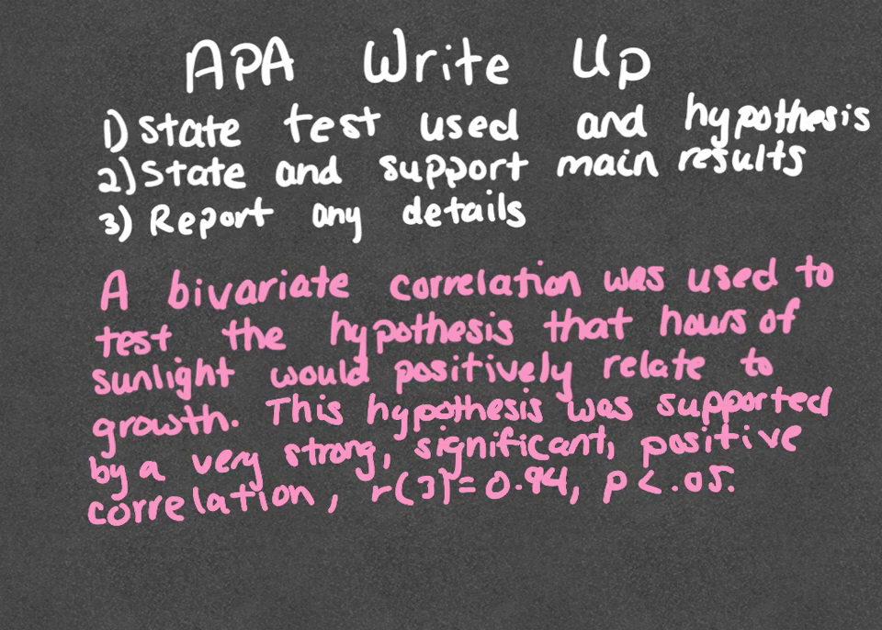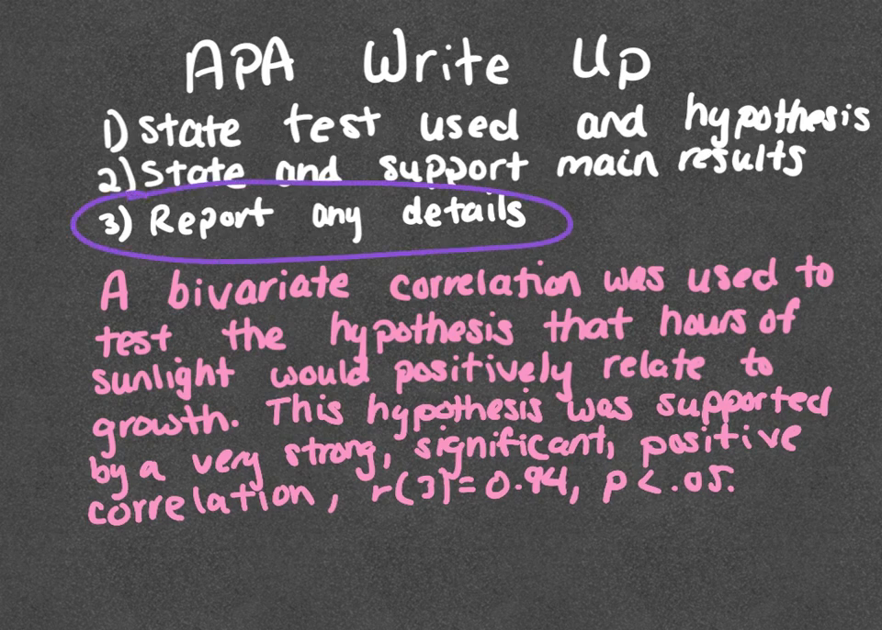There's a couple of ways I could write this sentence, one of which is, this hypothesis was supported by a very strong, significant, positive correlation, r(3) = 0.94, p < 0.05. I could have also said there was a significant, very strong positive correlation between sunlight and growth, and given the results. Or I could have said this was supported by a strong positive relationship between sunlight and growth, and given the evidence. So as long as all the key pieces are there, there's a couple different ways we can word this sentence. That leaves just one piece for us to get to.